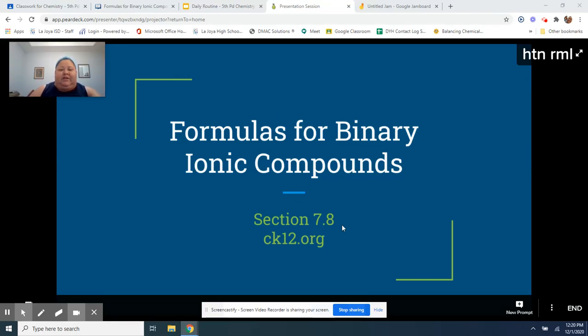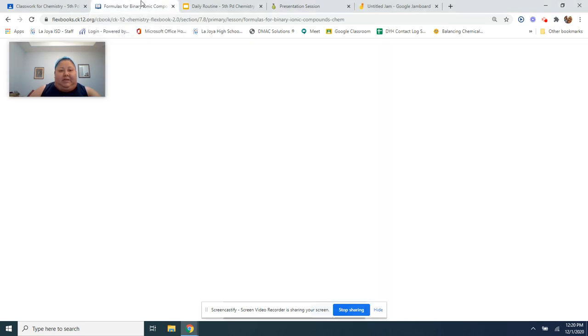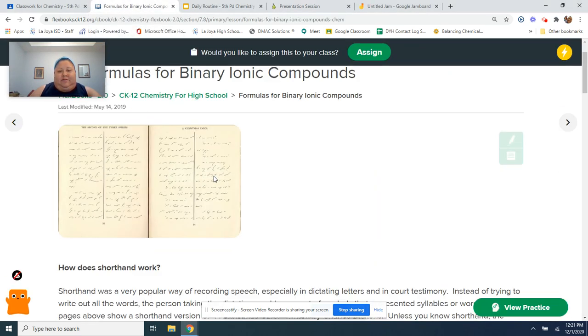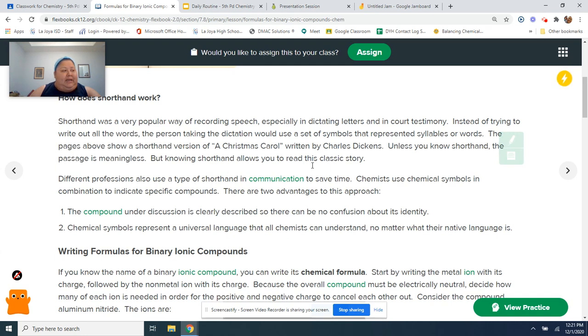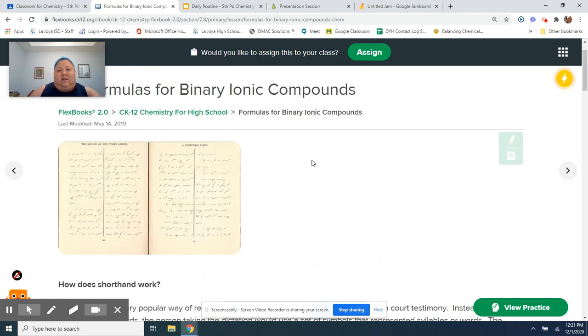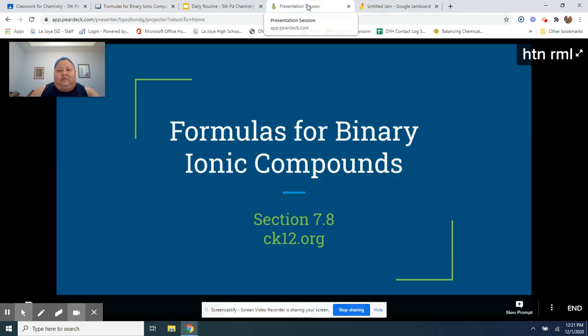I'm going to be covering section 7.8, formulas for binary ionic compounds. I'm going to be using Pear Deck and working with fifth period. And remember, the Pear Deck is what you see here on your packet. Okay, so don't be confused. All right, so let's get started, guys.